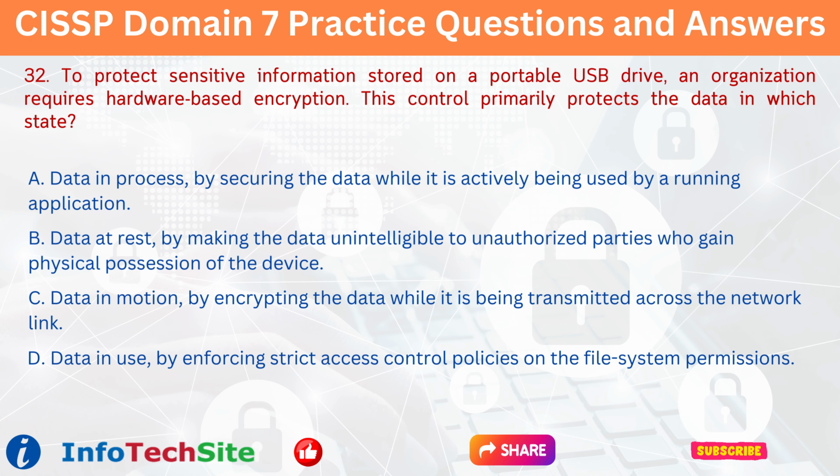32. To protect sensitive information stored on a portable USB drive, an organization requires hardware-based encryption. This control primarily protects the data in which state? A. Data in process, by securing the data while it is actively being used by a running application. B. Data at rest, by making the data unintelligible to unauthorized parties who gain physical possession of the device. C. Data in motion, by encrypting the data while it is being transmitted across the network link. D. Data in use, by enforcing strict access control policies on the file system permissions.